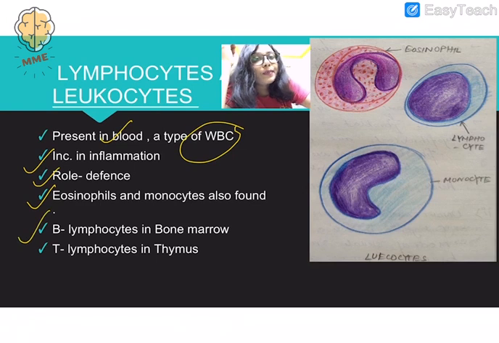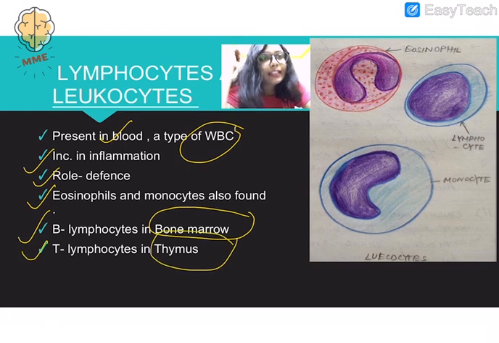B lymphocytes are present where? Bone marrow, B for B. And T lymphocytes are present where? In the thymus, T for T. See, this red color with this spectacle shaped nucleus, this is the eosinophil.